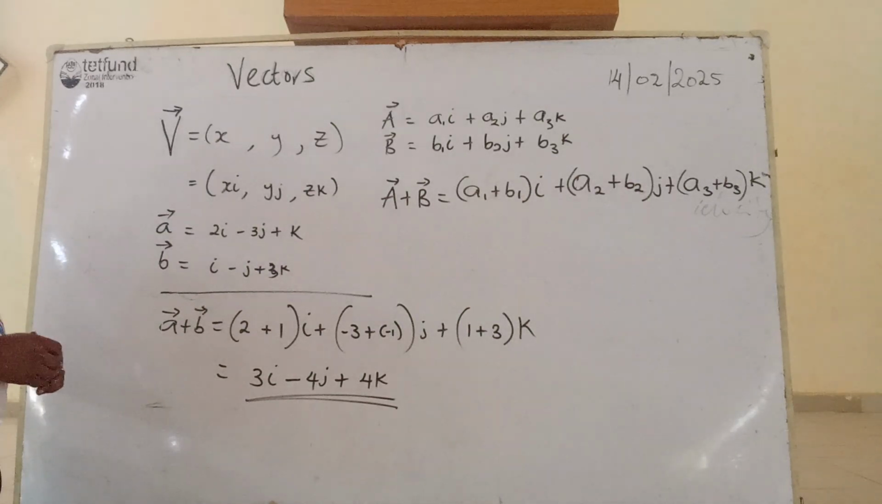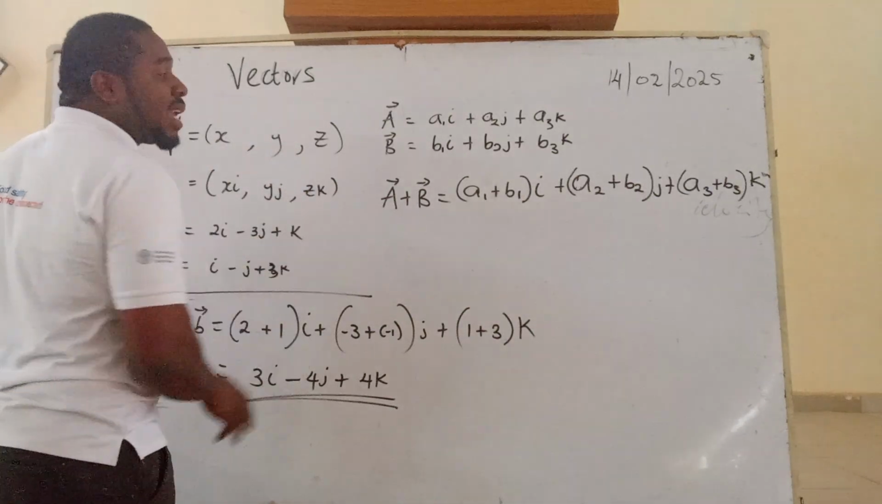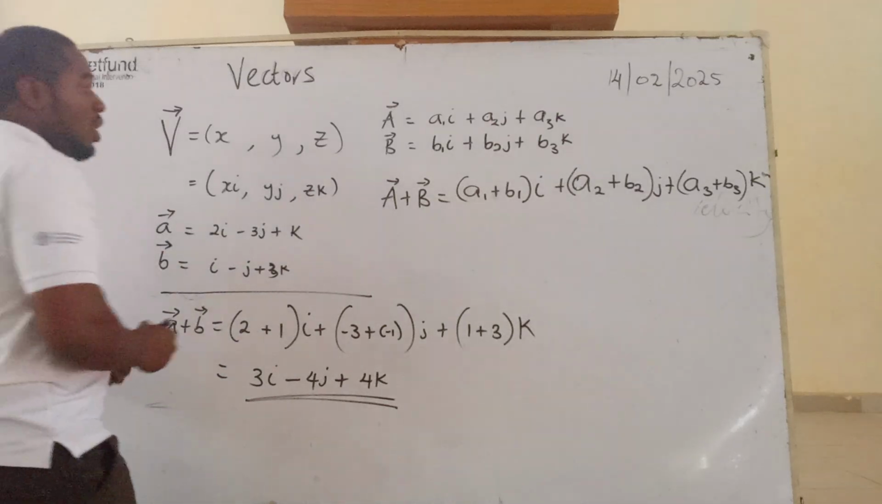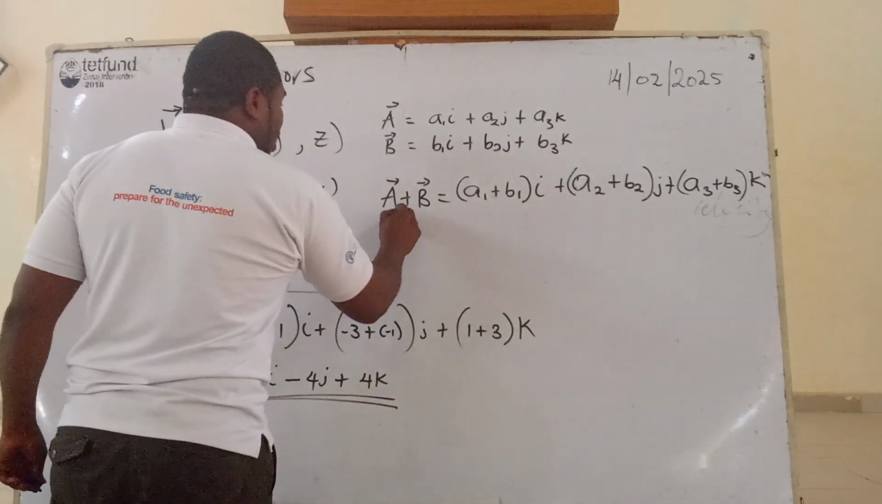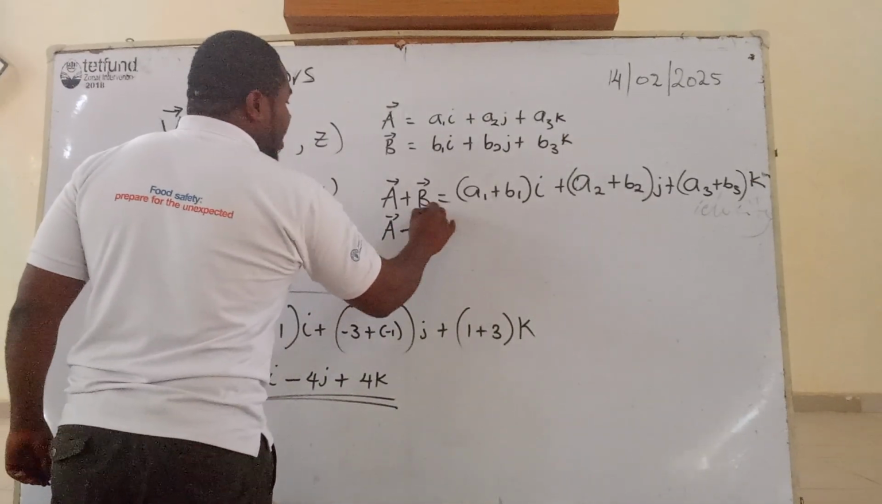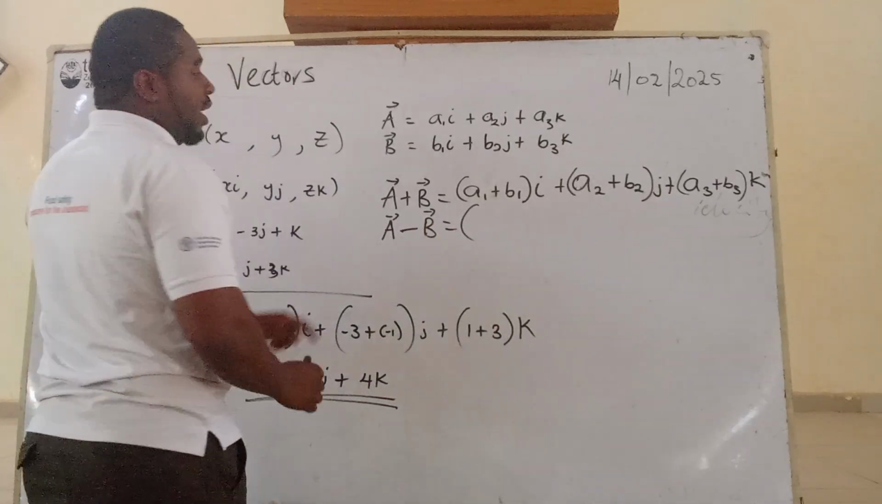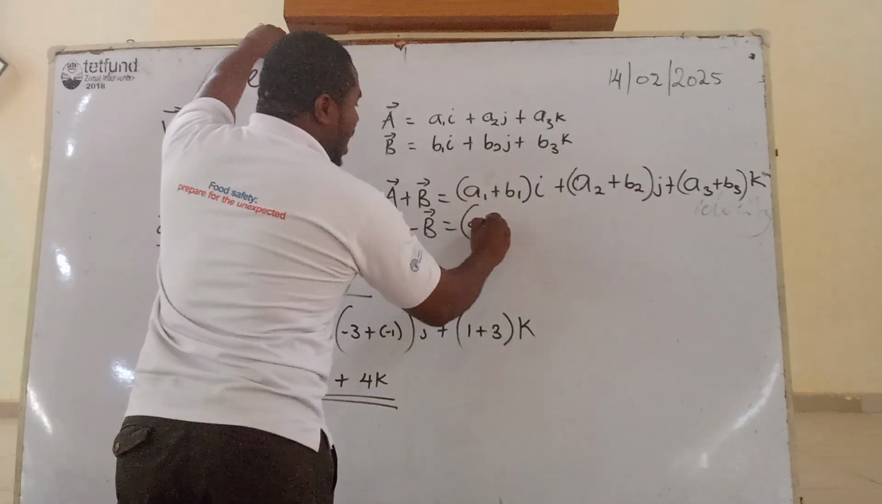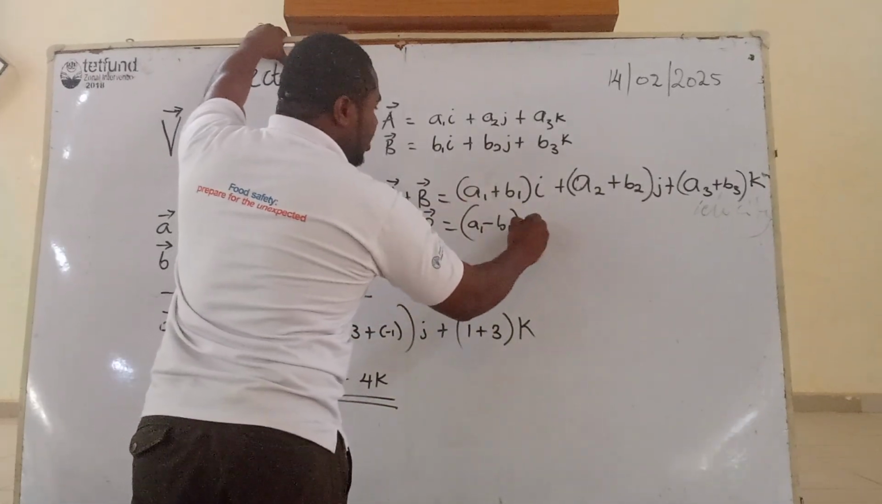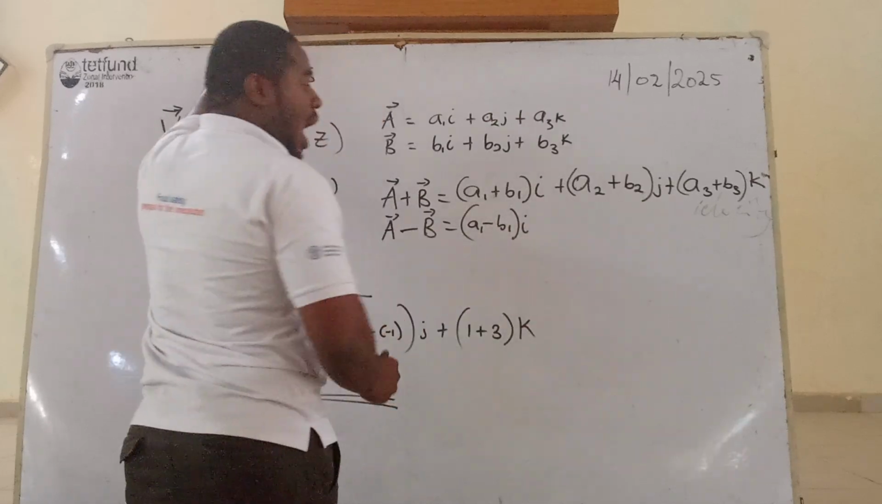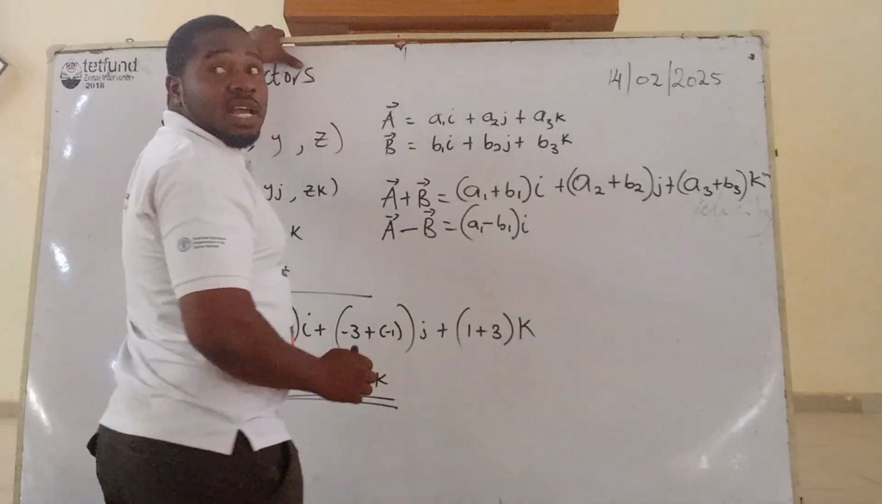Are we together? Now, it is also applicable for negation, which means if I say vector A minus vector B, the difference is just going to be this sign. A1 minus B1. This should be for the i. Are we together? Yes?